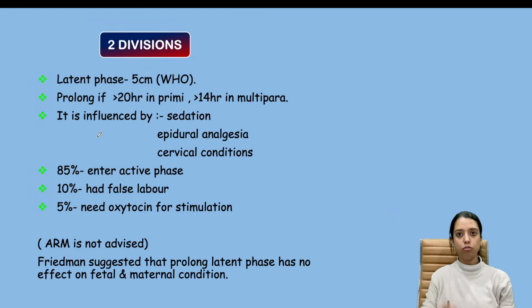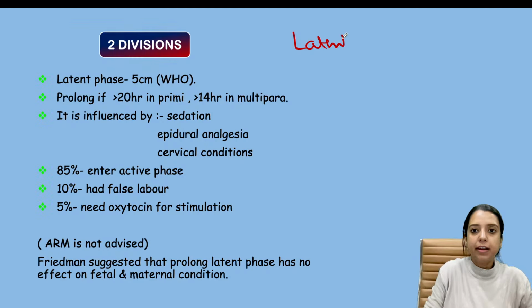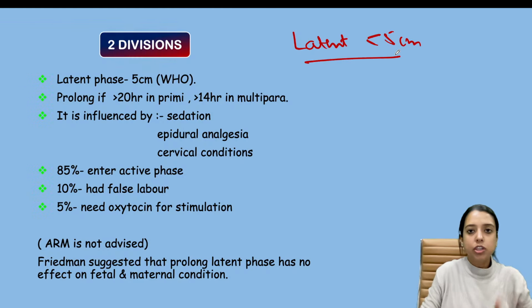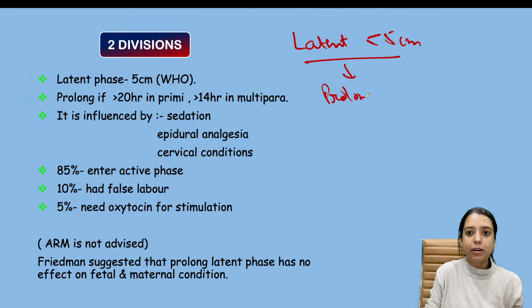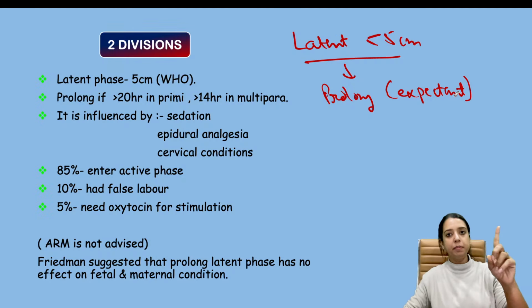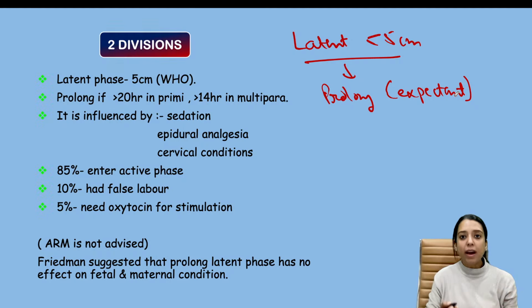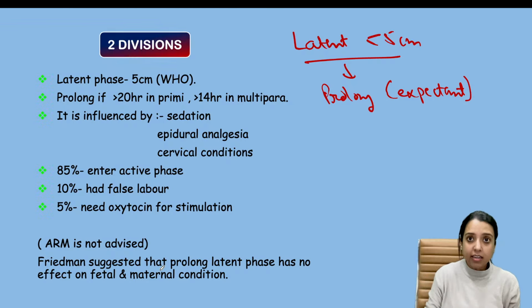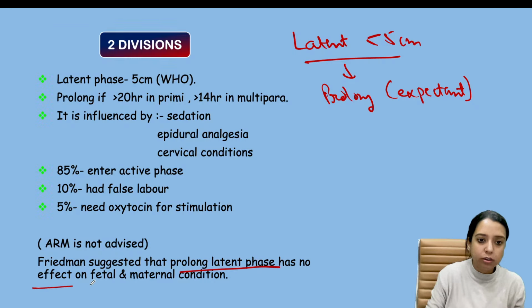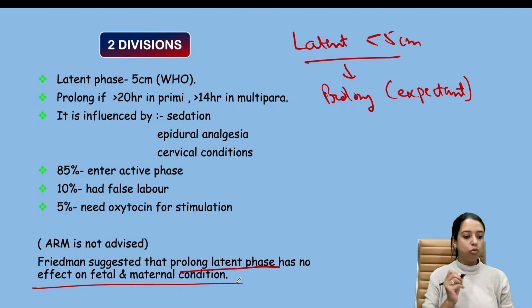Management of labor में याद रखो 2 चीज़ें. Whenever it is latent phase, it is less than 5 centimeter. Whenever the question is giving you latent phase, she is less than 5 centimeter. Prolonged latent phase का treatment होता है expectant. You don't do anything. Patient is 1 centimeter, after 4-5 hours she is 2 centimeter. It is prolonged. But will you manage? No. Latent phase is very slow. Friedman, the one who made your cervicograph, partogram, he suggested that prolonged latent phase has no effect on mother and fetus. So you do not do anything in prolonged latent phase. Nothing.